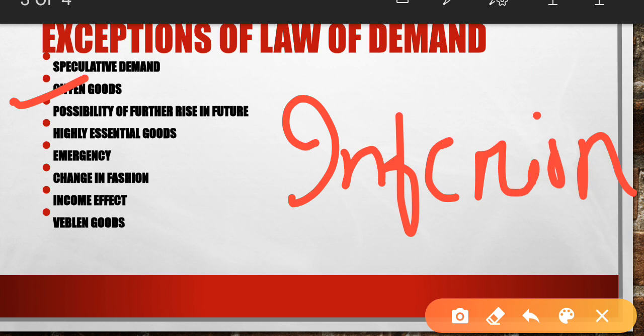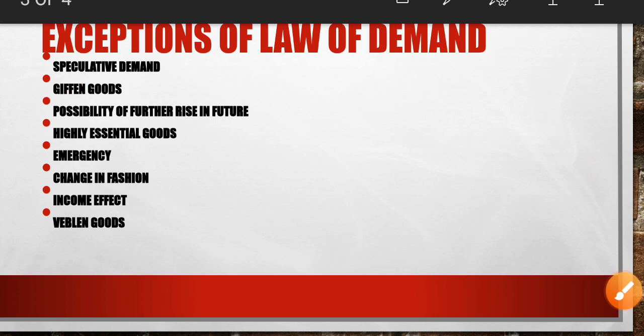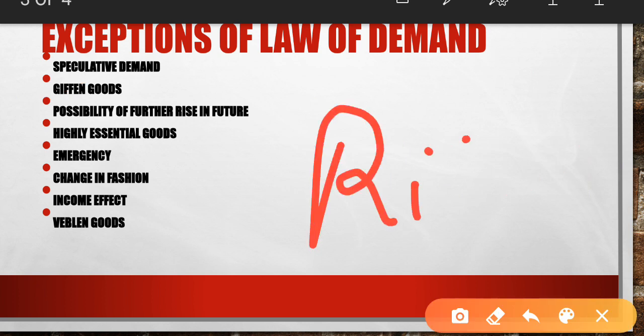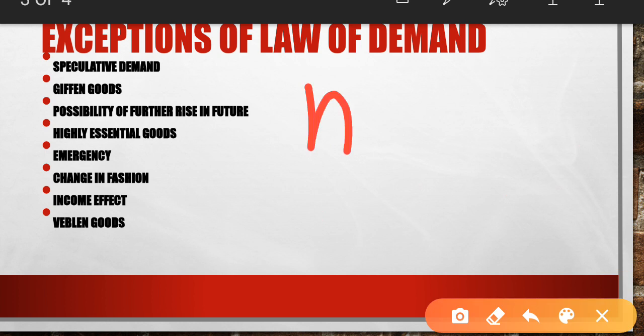So what happens? Suppose your income is good, and a certain product has become very cheap. Suppose I'm talking about rice. Suppose you are purchasing a particular type of rice and you have heard that the price of rice has gone lower. Then you have thought that I was purchasing a normal rice.